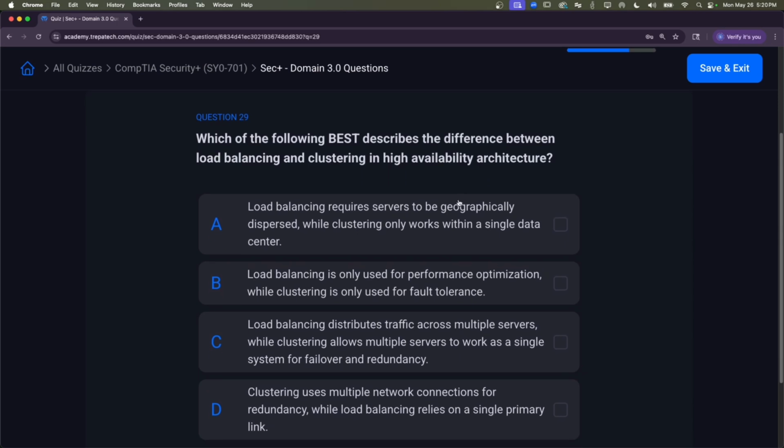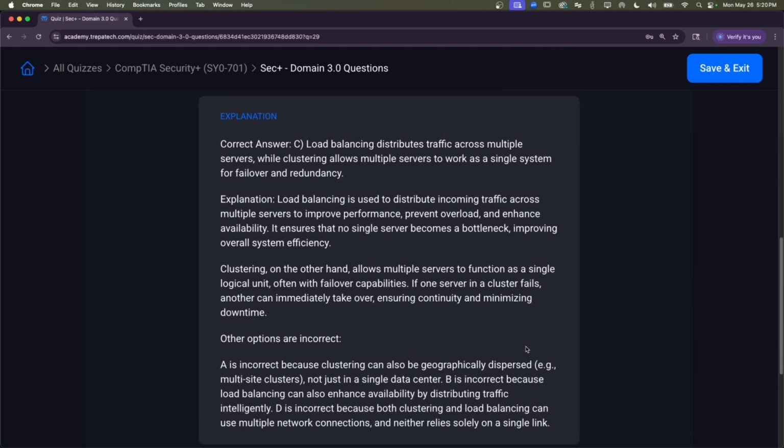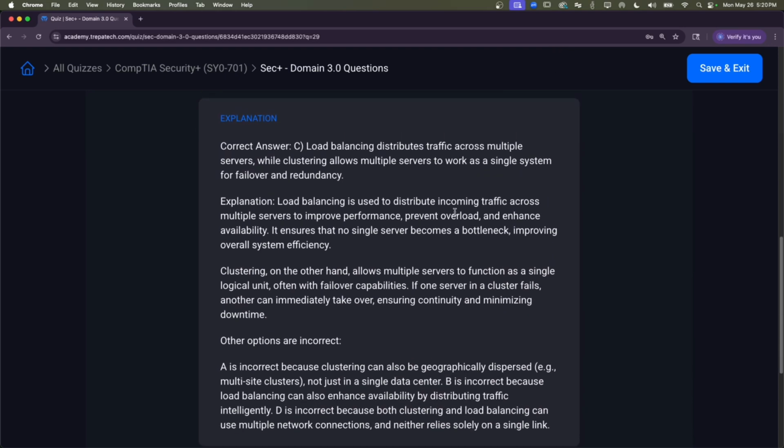Question 29. Which of the following best describes the difference between load balancing and clustering in high availability architectures? Remember, load balancing is on the network and clustering is more of like our compute resources, pulling resources together. So I'm going to go with C here. Load balancing distributes traffic across multiple servers, while clustering allows multiple servers to work as a single system for failover and redundancy. Yeah, failover really just like to increase our scalability, right? Pause the video if you'd like to read the explanation.